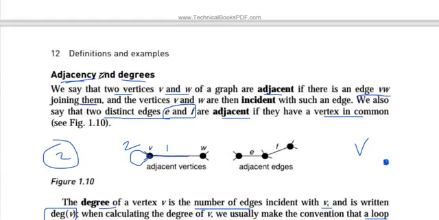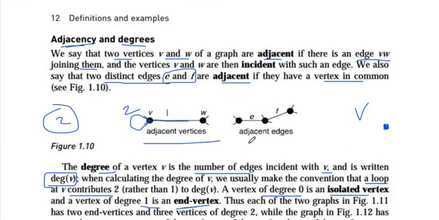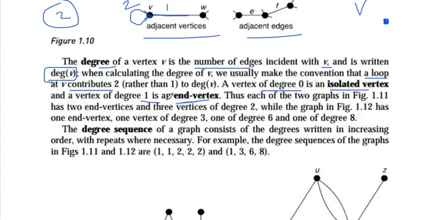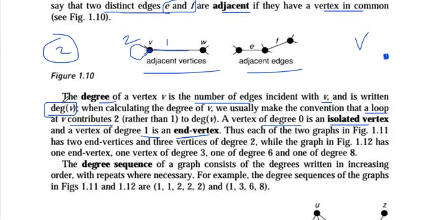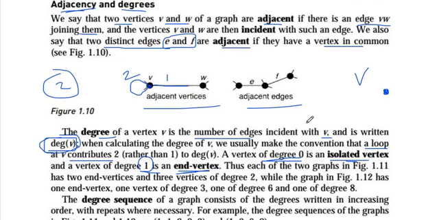Then we have studied adjacency, adjacent vertices and adjacent edges. Then we have studied degree of vertices and how to write it, degree of v in brackets. If a vertex has degree 0, it's called isolated, and if the degree of a vertex is 1, it's called an end vertex. Again we have seen 2 definitions.